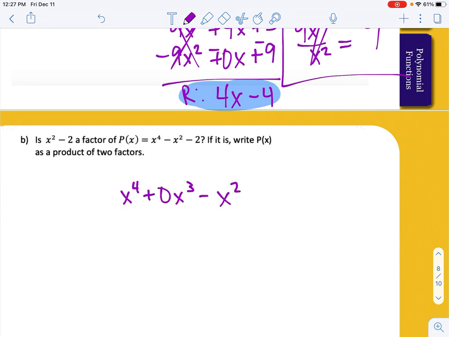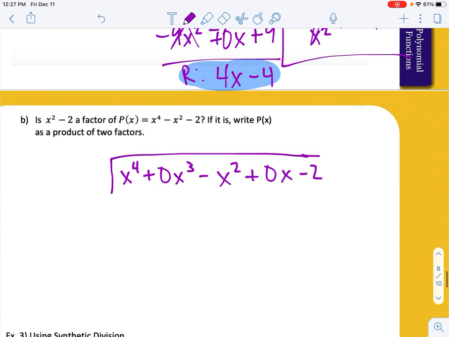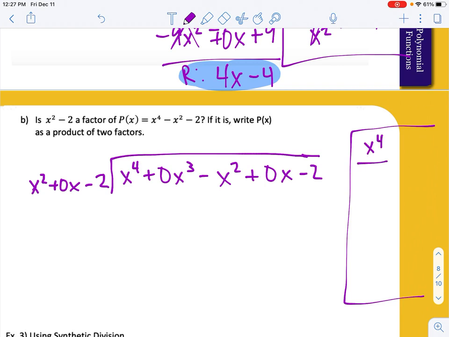x to the fourth plus 0x cubed minus x squared plus 0x minus 2 is divided by x squared plus 0x minus 2. And we start again in our work area. So we have x to the 4th divided by x squared. That just leaves x squared.